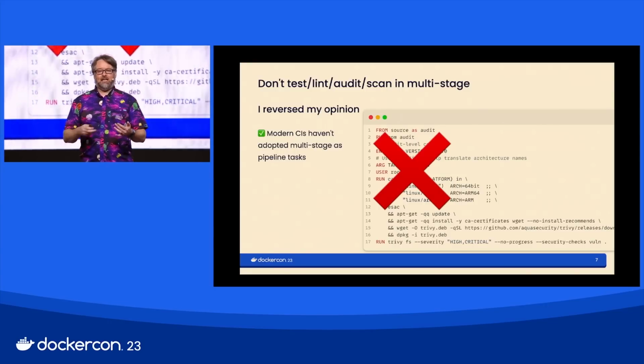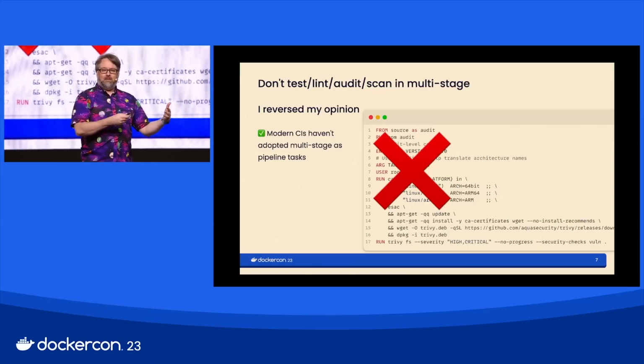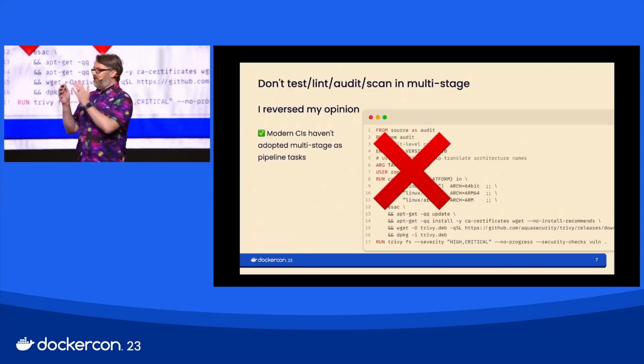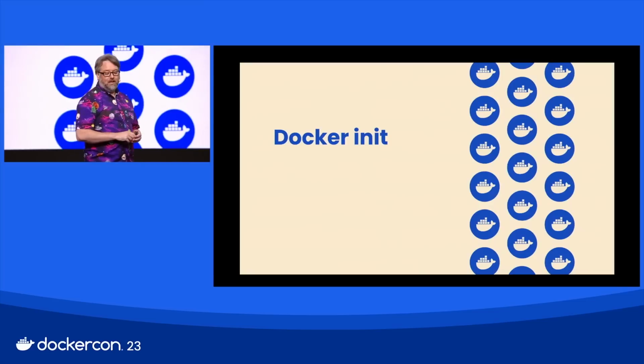All the modern CIs, GitHub Actions, GitLab and all of them, have better support natively to do your npm audits and your CVE scans and stuff like that. So I don't recommend these stages anymore, which is great. It simplifies our Dockerfile. We don't have to do it.